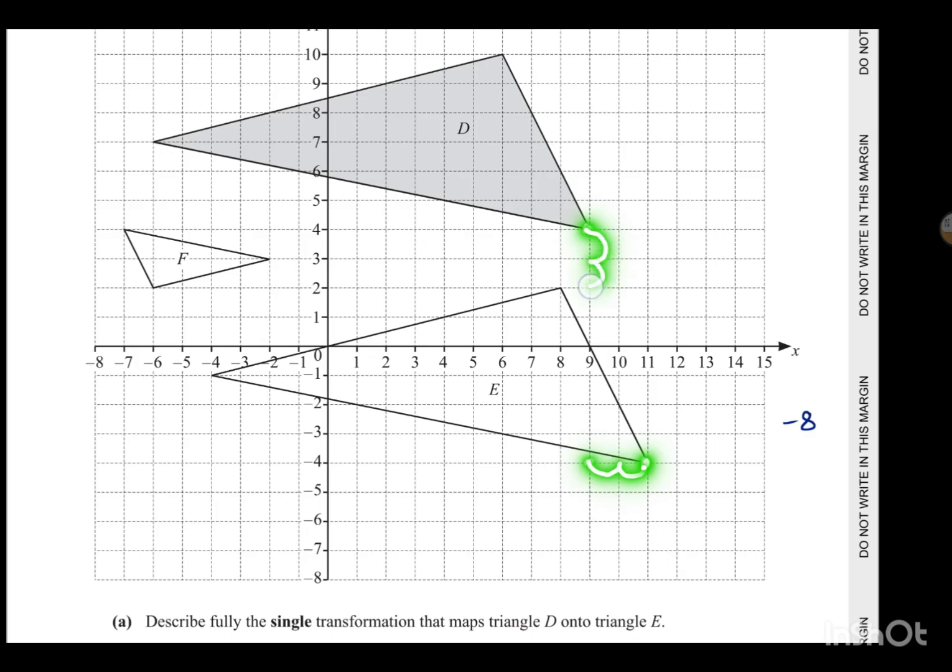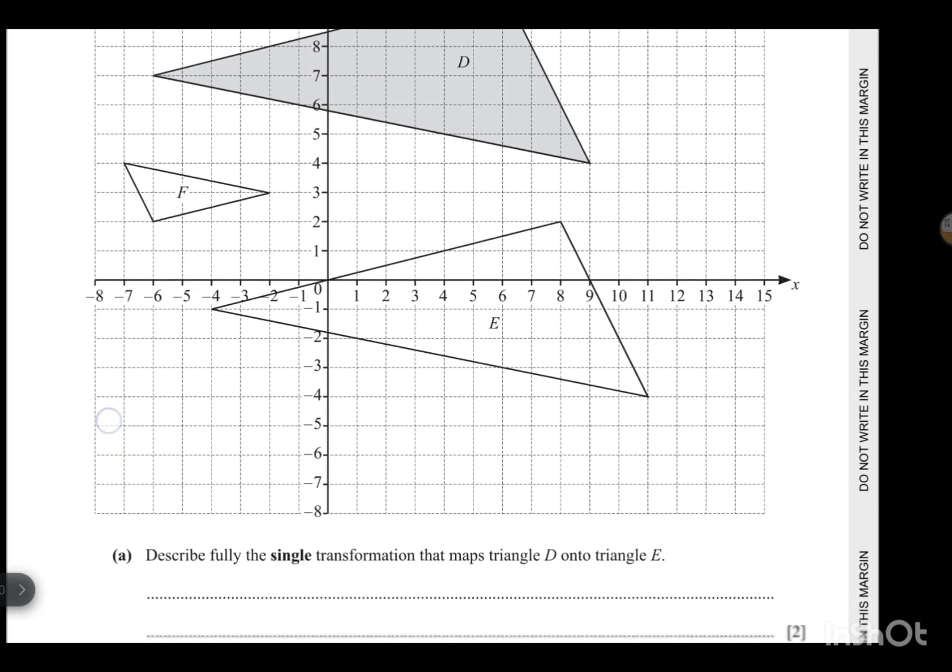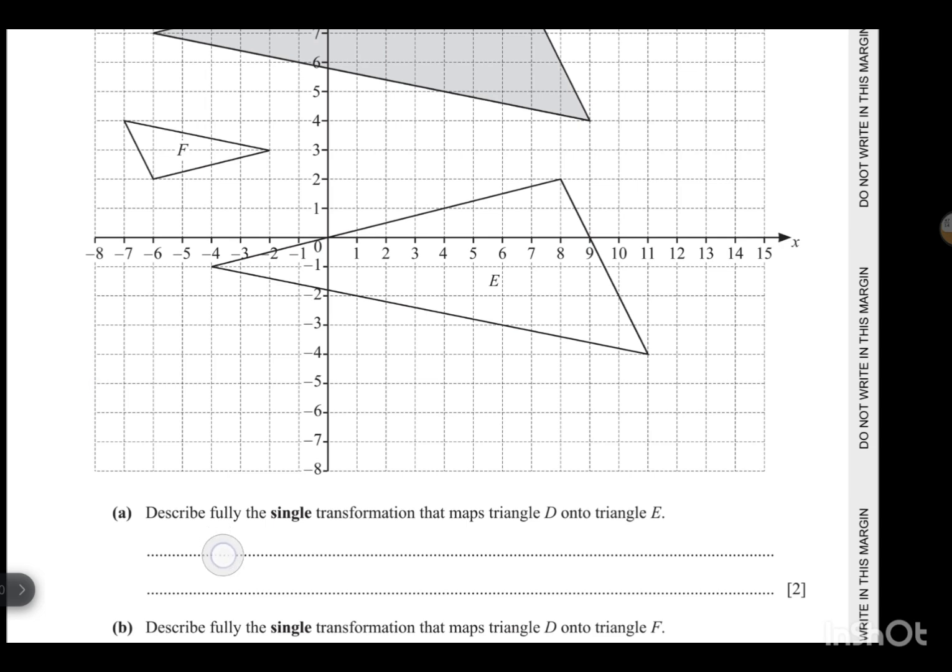First I have seen 1 2 3 4 5 6 7 8. This is going down, and from here it is going right, which is 2. So it is 2, minus 8. So the vector is 2, minus 8. So write down the answer here. It is translation vector 2 minus 8.